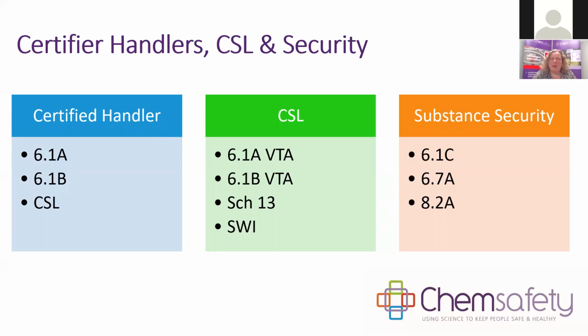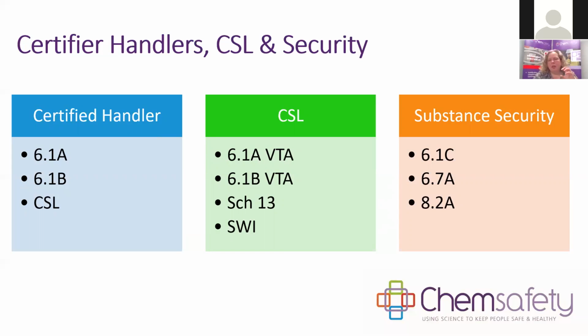Certified handlers are required for class 6.1 A and B substances, as well as for any substance that requires a controlled substance license. This used to be called an approved handler, and under the change in the regulations, certified handlers are required for a lesser range of substances than an approved handler needed in the past, and that's mitigated by that requirement for worker training for everyone using hazardous substances.